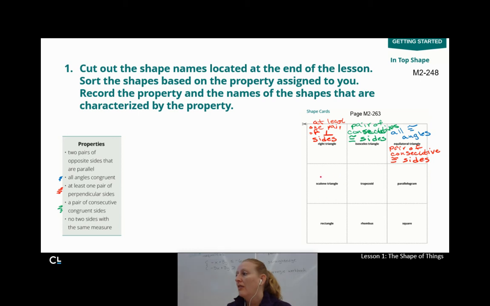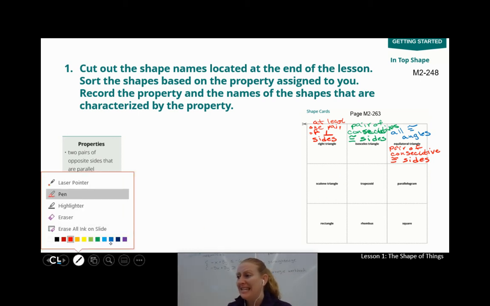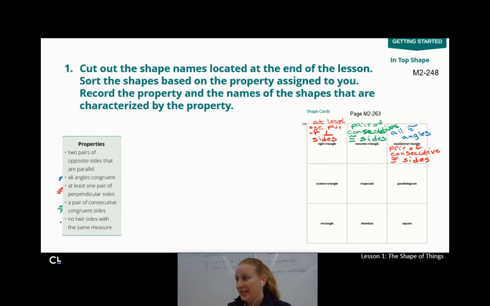However, the next one says scalene triangle. Scalene means that none of the sides are congruent, right? That's our deal, no congruent sides. So I'm pretty sure that goes that last one, no two sides with the same measure. That's scalene, right? So no two sides with same measure, right?